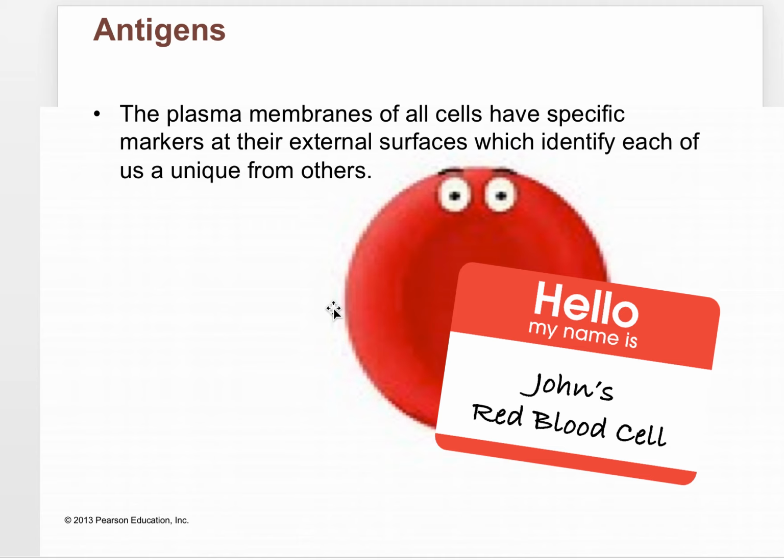We want to talk about antigens and antibodies. An antigen is on the surface of all cells. The plasma membranes of all cells have specific markers on their external surface which identify that cell as being unique from others. It also identifies that cell as coming from your own body versus coming from another source that's foreign to your body. The antigens are the parts of the cell that are recognized by the immune system so that it can tell one cell apart from another.